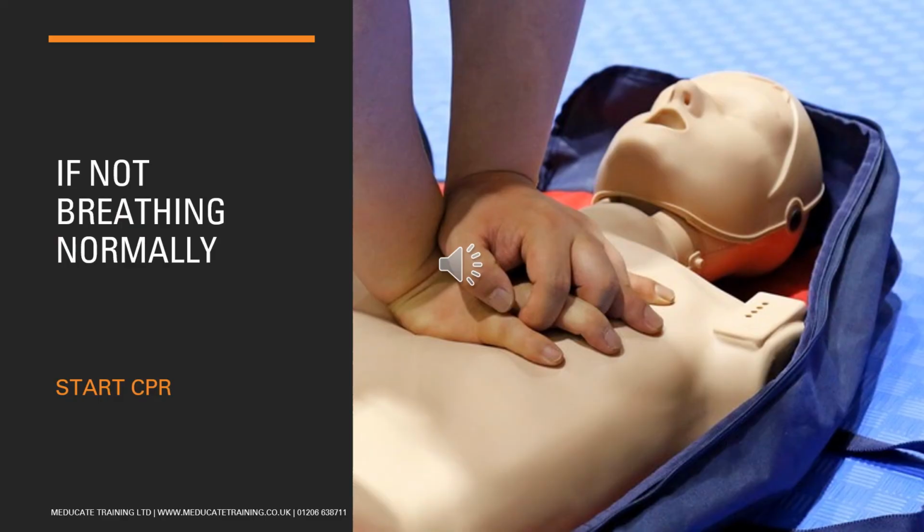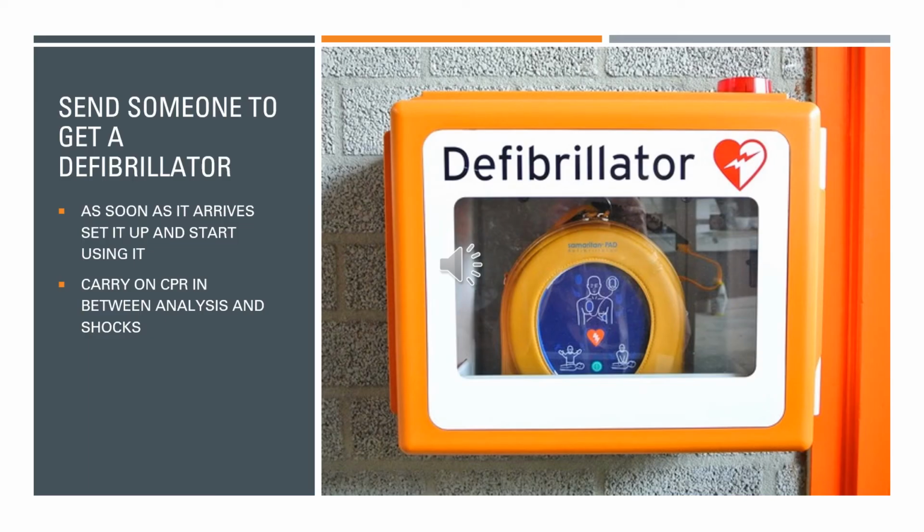If the patient is not breathing normally, start CPR using the current resuscitation guidelines for adults or children. Before you start CPR, send someone to get a defibrillator. As soon as it arrives, set it up and start using it, following the recorded voice prompts. Carry on CPR in between analysis and shocks, and do not stop CPR until the ambulance arrives.